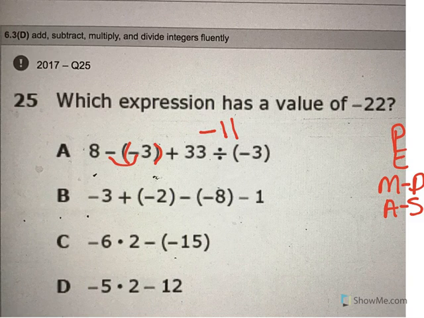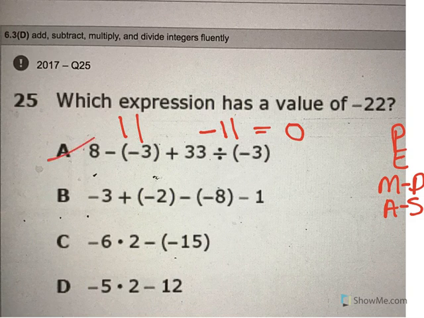And then I have 8 minus negative 3 minus 11. So I have to ask, what is 8 minus negative 3? Again, the one line means opposite. The opposite of addition is subtraction. One more sign, the opposite of subtraction is addition. So it's 8 plus 3. And what is 8 plus 3? It is 11. What am I left with? 11 minus 11. It's 0, which is not negative 22. So it can't be A.